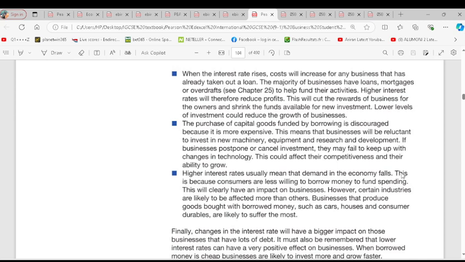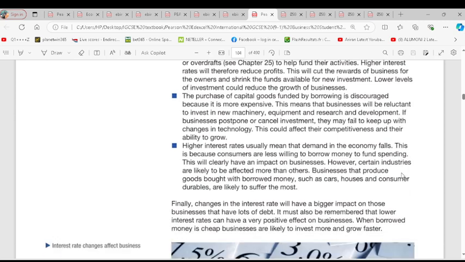Clear? The purchase of capital goods funded by borrowing is discouraged because it is more expensive. So those businesses that want to buy equipment or machinery with borrowed money will not be able to borrow because the cost of borrowing is high. So investment would fall. Yes. Is it clear, please?